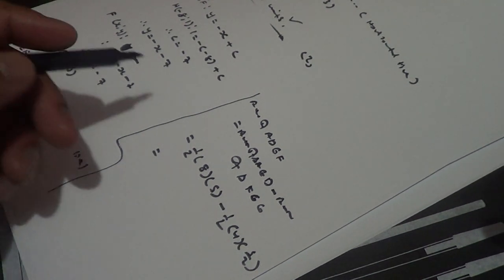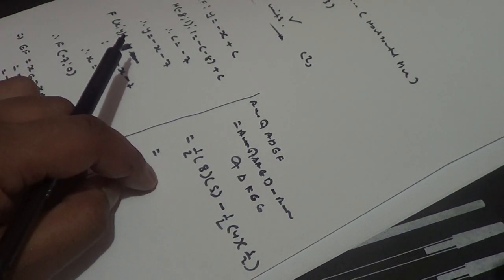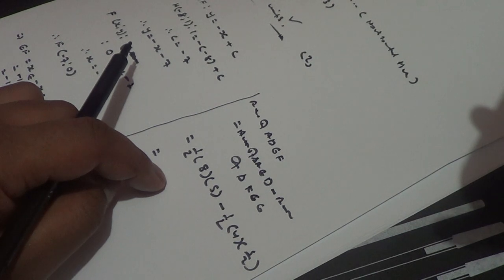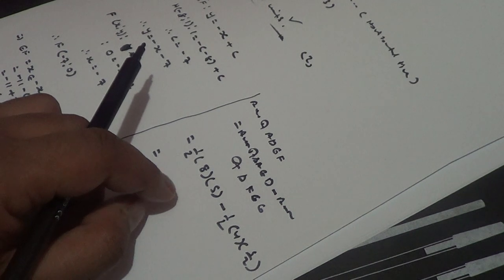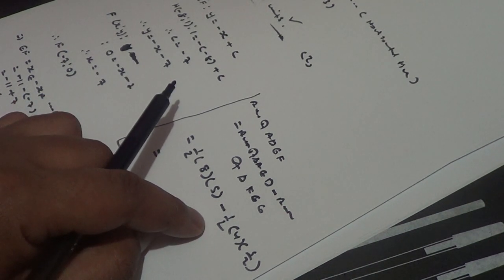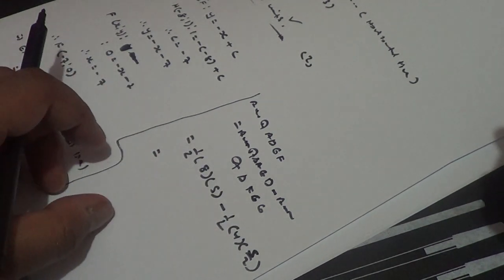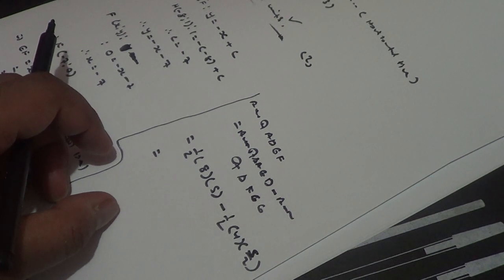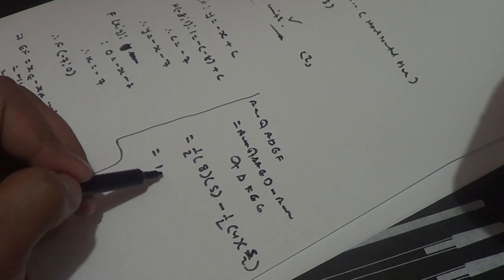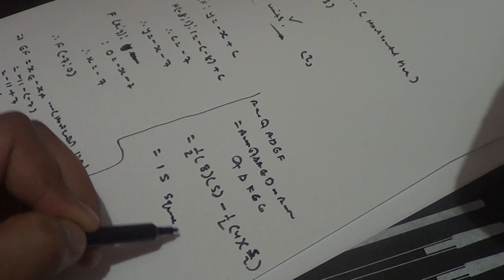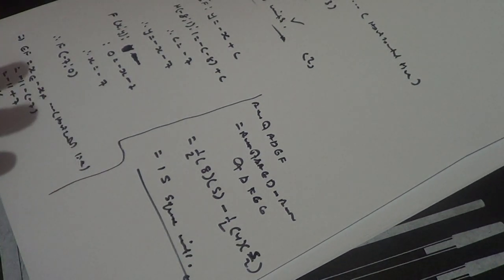Almost done. Okay, so we have 0.5 times 8 times 5 minus 0.5 times 4 times 5 over 2. So I'm getting 15 square units, or units squared. All right, so that is cool.